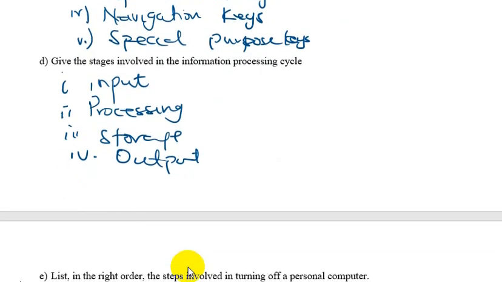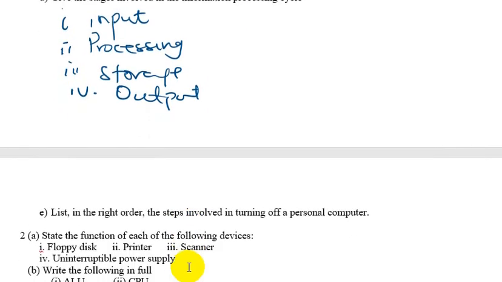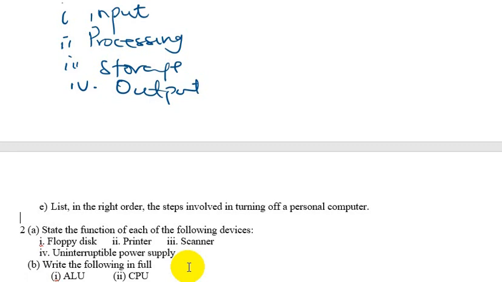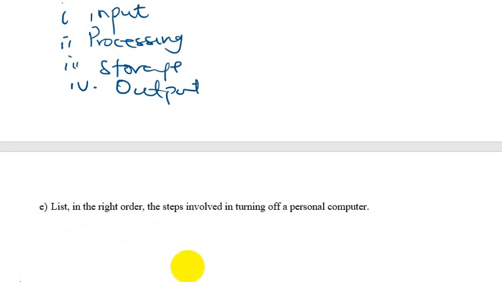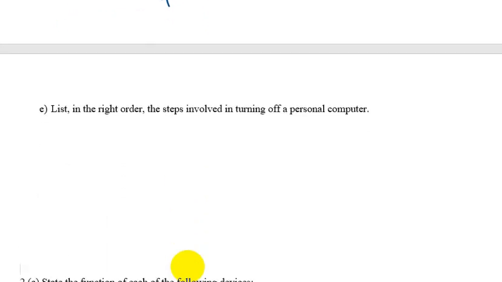You take it as calculating, using the calculator to add numbers. If you type 3 plus 2, you have inputted it to the calculator. The calculator will process it and store it on the screen of the calculator for you and give it to you as output. Good.